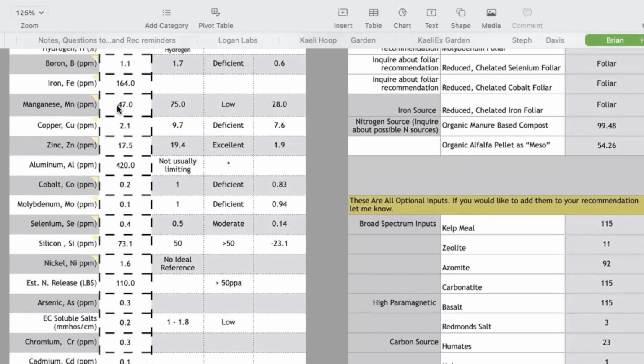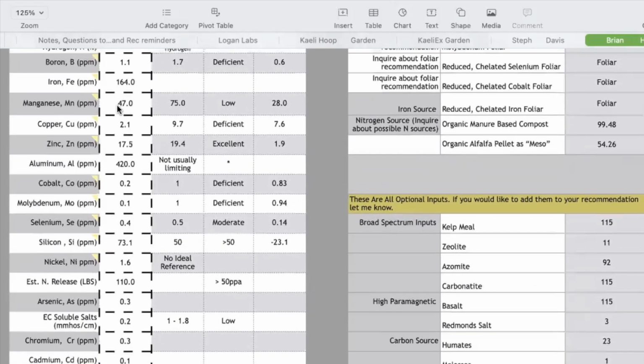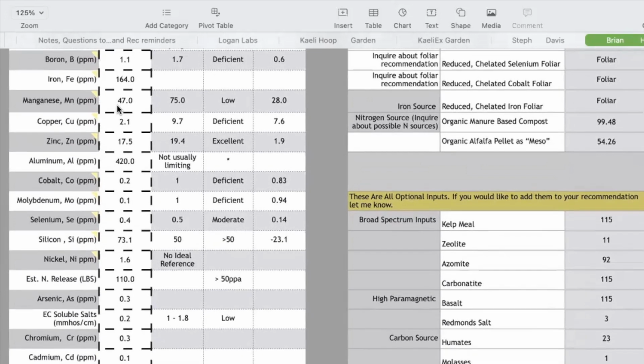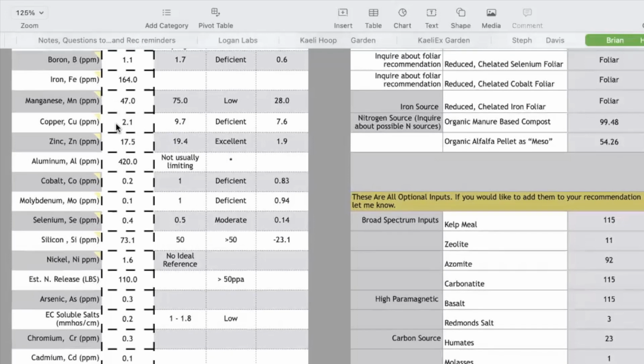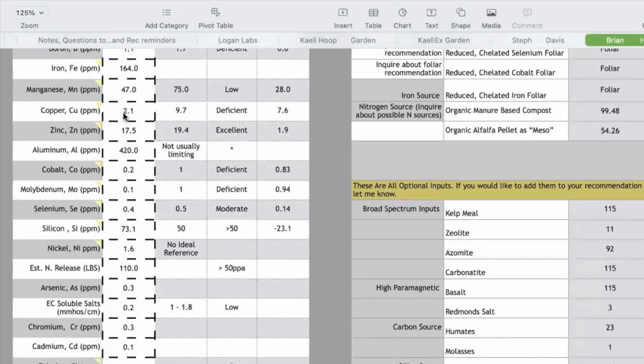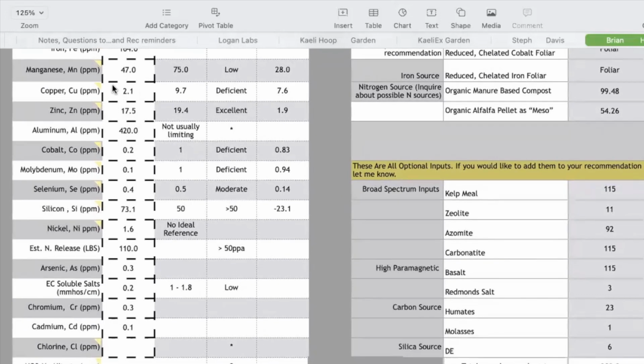And you can make your own humic substances out of your worm castings, your vermicompost, or your compost. If you're making high quality compost, you can do a cold water extraction and pull some of the humics out of there, whether it's fulvic or humic acid. Looking pretty good on the manganese. Copper, a little bit low.